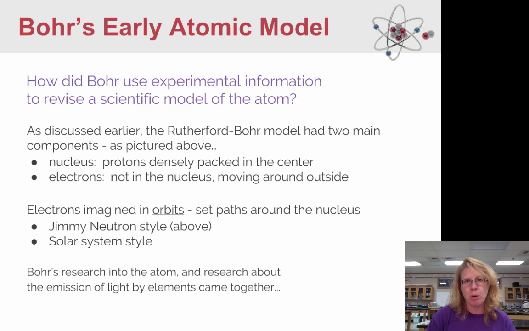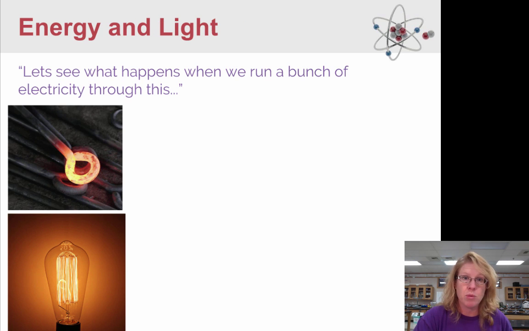At the same time that Bohr was working, there was a bunch of other research going on too about light and the emission spectrum of light. And it turns out Bohr was doing an interesting bit of research into light, and these two pieces came together for him. He's thinking about the atoms in one part of his research, and he's thinking about light emission in a different part of his research, and the two of them made sense in terms of each other. So this is an interesting way that the scientific process works.